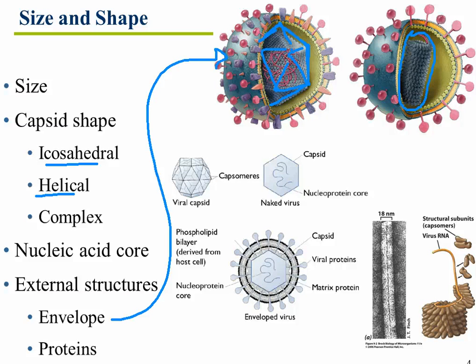Then we've got a variety of nucleic acids on the inside: single- or double-stranded RNA, DNA. And we can have an envelope on the outside. That's what you see around each one of these viruses. So they're pretty simple structurally, that is.